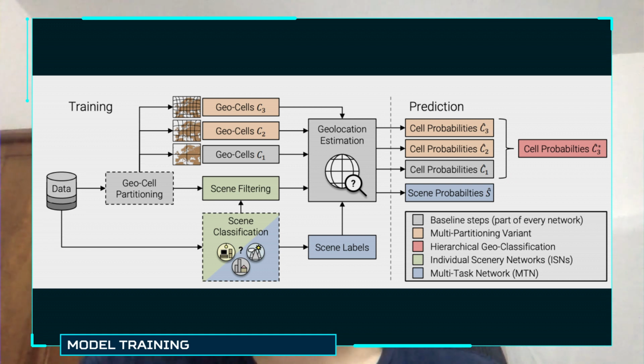Adaptive geo cell partitioning is used. Starting from the root node, which is the entire Earth, the nodes are subdivided into 4 recursively until all cells contain a maximum of T max images. The author introduced a module which is called Visual Scene Classification.